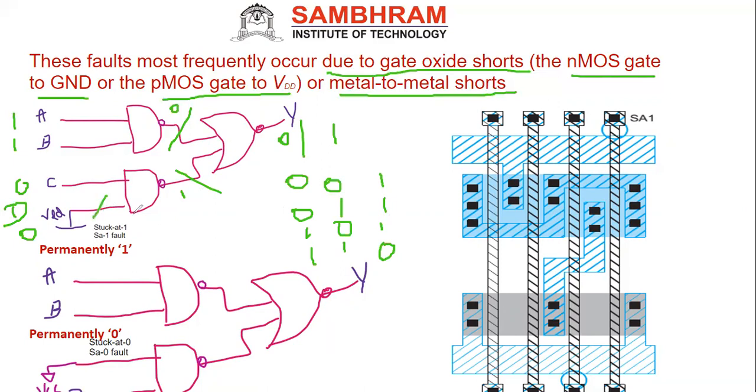If I make this stuck at 0, what will I get? If C is 0, I can observe the output as 1. If C is 1, what is my output? Again, I'll get 0. So I can work like this, or I can make it stuck at 1 also. You have to see whether you are getting the proper output or not. Okay, stuck at 1 means we are connecting permanently to VDD. Then we are checking. That is the meaning of that.